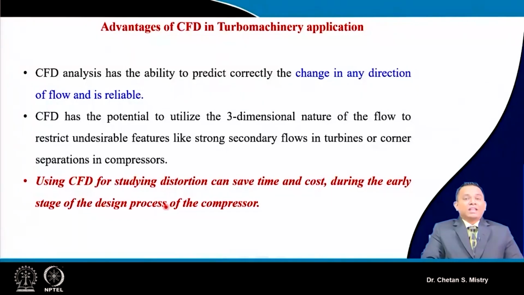Now in the next lecture we will be discussing some very important aspects: what are the challenges of CFD application to axial flow fans and compressors.